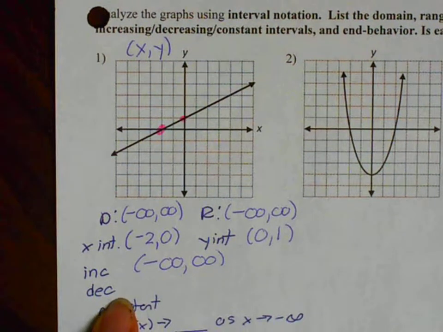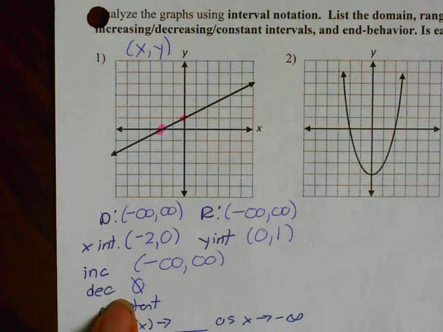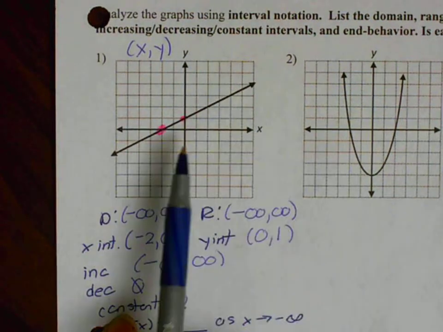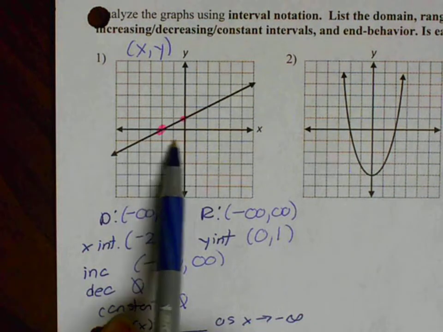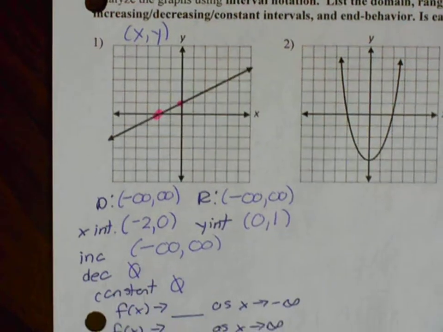It is never decreasing. For a line to decrease, it would have to have a negative slope. There is no constant part. Remember, for it to be constant, it would have to be a horizontal line. And there's no horizontal line part of this graph.